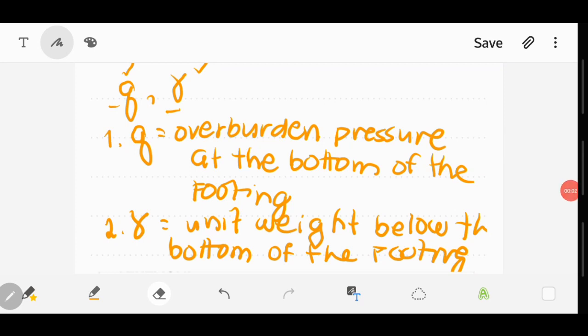So in considering the location of the groundwater table in computing the bearing capacity of soil, the factors that will be affected are the overburden pressure q and which gamma we are going to use. So we need to remember two things when computing your q and determining your gamma. First, your q should be the overburden pressure at the bottom, or at the base, of your footing. And your gamma should be the unit weight below the bottom of your footing.